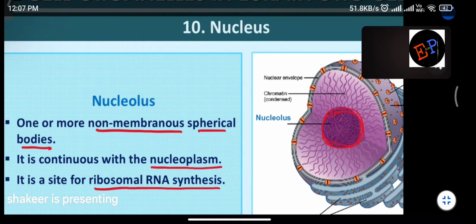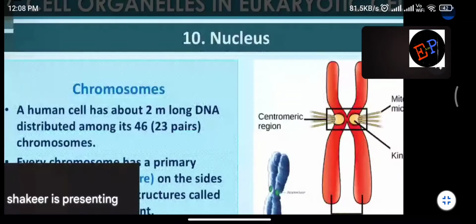Okay, ma? So RNA production, where you can find RNA production, you can find in nucleolus, which is present inside the nucleus. Fine. And which kind of RNA synthesis, ma? Ribosomal RNA synthesis. It means the RNA which is present in ribosomes, that is manufactured inside the nucleus. Fine. That's it. Okay, ma?